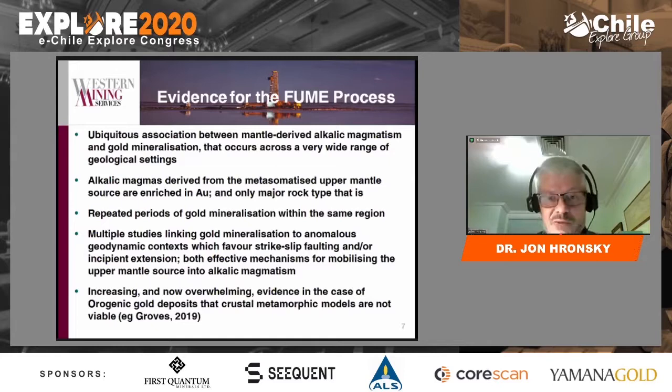So firstly, we see a ubiquitous association between mantle-derived alkalic magmas and gold mineralization.